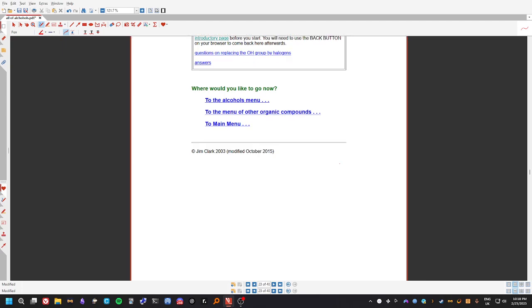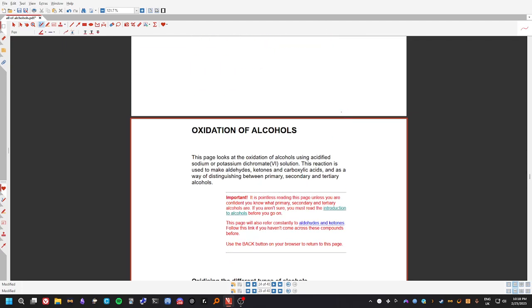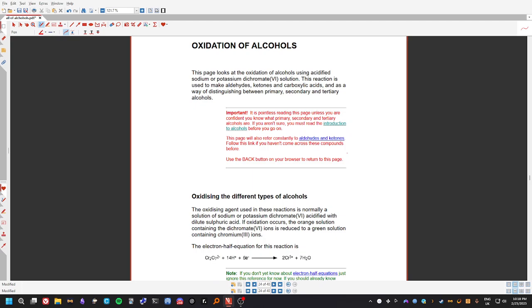Now if you move on, you have oxidation of alcohols. So we're seeing acidified sodium or potassium dichromate solution. So we're using two metals here. I think in our syllabus we use one or the other, I don't remember quite well. Now this reaction is used to make aldehydes, ketones, carboxylic acids, and a way of distinguishing between primary till tertiary alcohols.